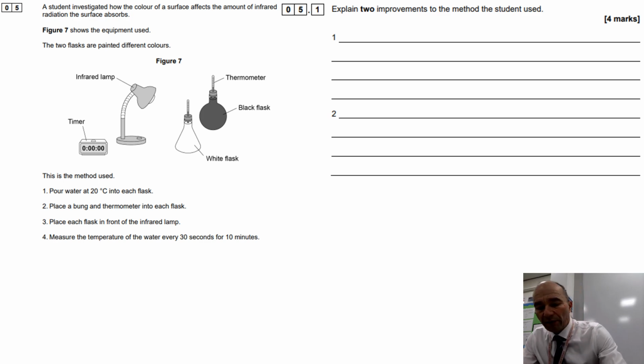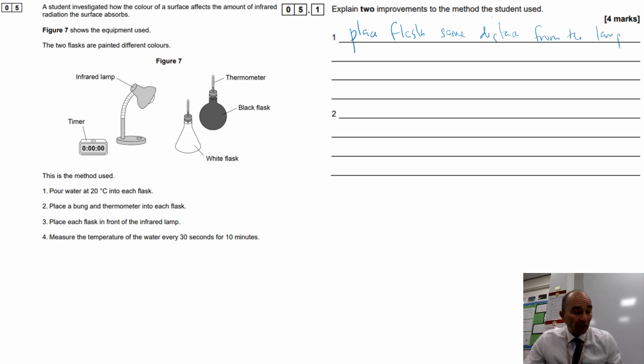So we need to place flasks at the same distance from the lamp. And of course we need to explain these changes, so that the intensity of the infrared radiation is the same. That's very much one of our control variables.